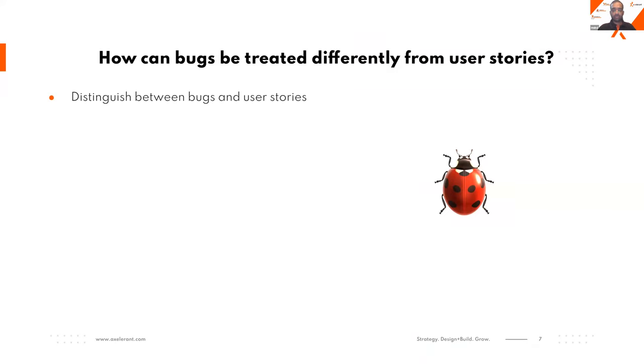First of all, let's clearly distinguish between bugs and user stories. User stories are delivering value. Bugs can help in delivering those values. Means bug fix can help in delivering those values, but bugs are not expected. So these are not similar to user stories. User stories are expected. We need to have a separate tracking mechanism.